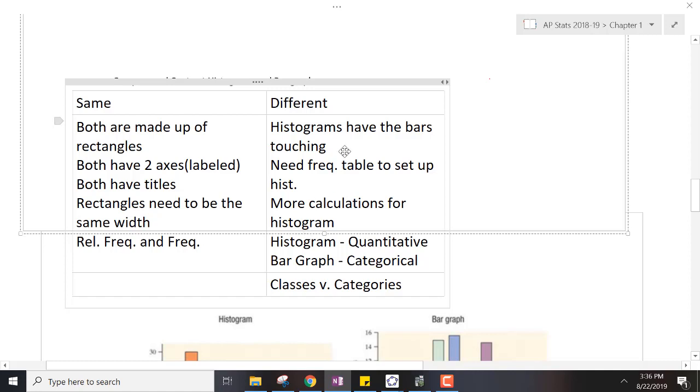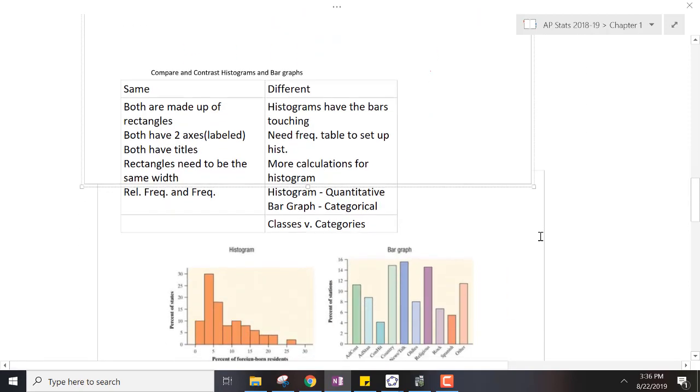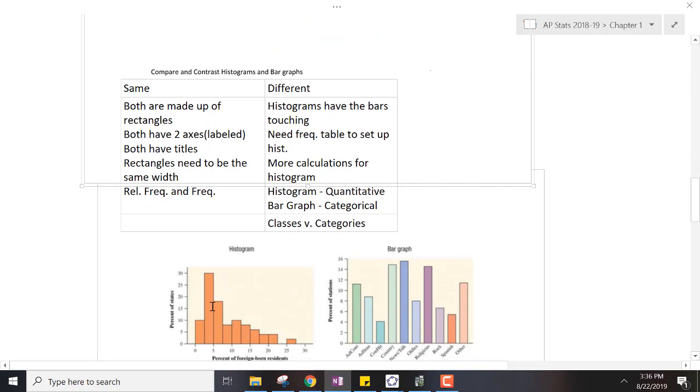What's different? Histograms have the bars touching. If we zoom out a little bit and look down at the 2 graphs, in the histogram, all of them are touching, except for here, because there's a class with no data in it. That's okay. Whereas in the bar graph, you spread them out however you want to, making sure each class is the same width though. We need the frequency table to set it up.